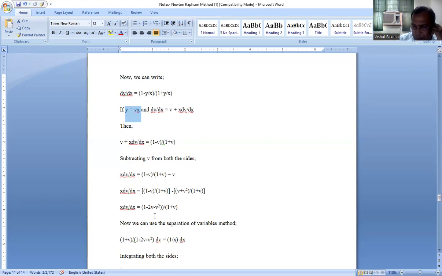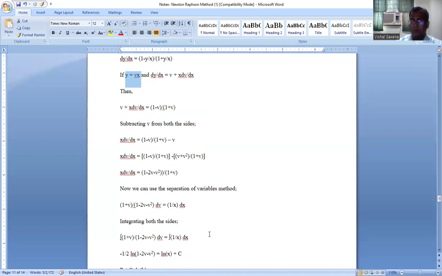Now we have to see whether this equation can be written in the variable separable form or not. So look at this equation and bring this term of v to the left hand side. So (1 plus v) upon (1 minus 2v minus v square) into dv is equal to 1 by x into dx. We can observe that this equation is now in the variable separable form, and now our objective is to solve this variable separable equation.